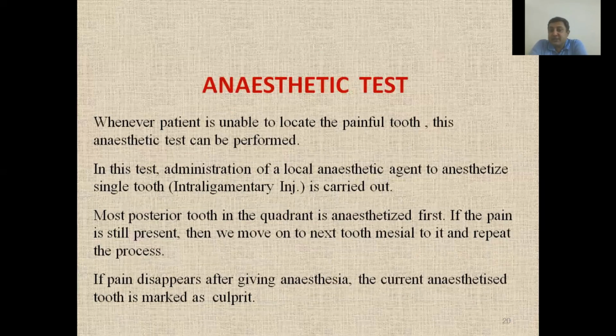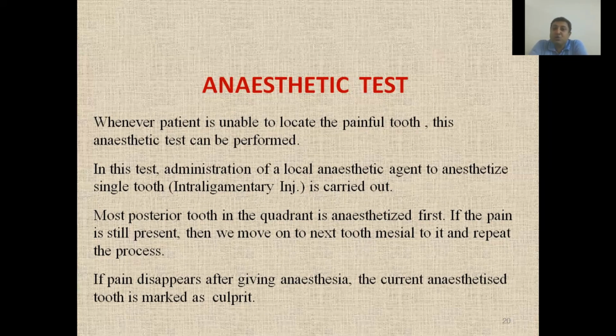Next test is anesthetic test. Whenever the patient is unable to locate the painful tooth, this anesthetic test is performed. What do we do in this anesthetic test? In this test, administration of local anesthetic agent is done on a single tooth, that too intraligamentary injection only.